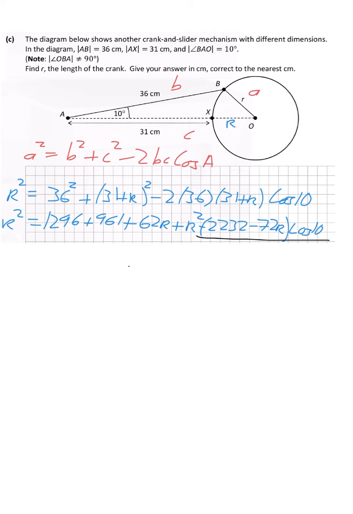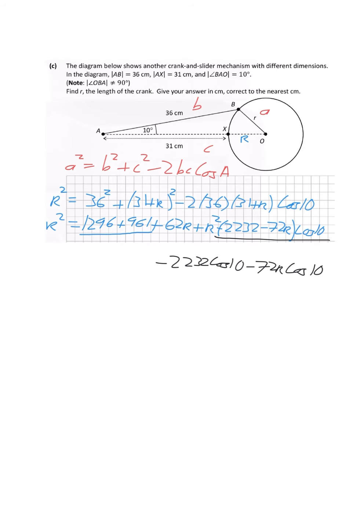I want to tidy this up a bit by expanding the bracket. Expanding that, I'll have minus 2232 cos 10, then minus 72R cos 10. Then I can simplify some values here. 1296 plus 961 is 2257. I still have plus 62R. Then I can see I have an R squared on both sides of the equal sign. That'll cancel out because if I bring one across, one will be minus.